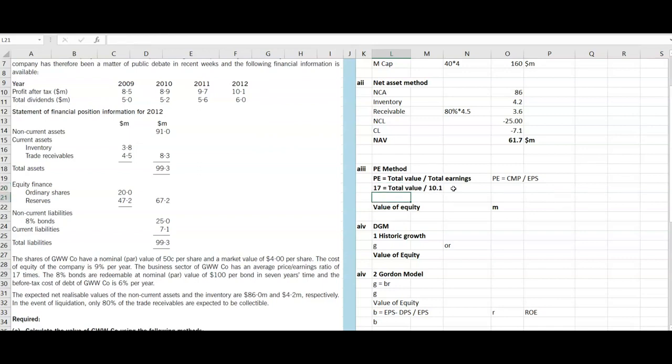So that's about the formula. Now what we'll do is try to find out the total value. So the total value will be 17 into 10.1. When we work this out, the value would come to 171.7. So this would be in terms of millions. So that's about the PE method. We'll move on to the next method.